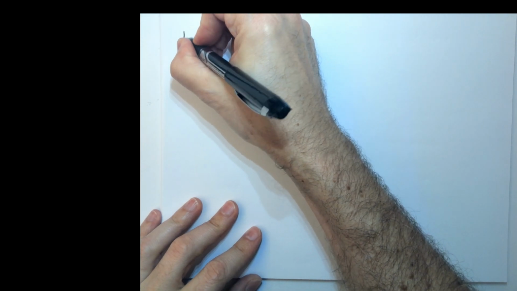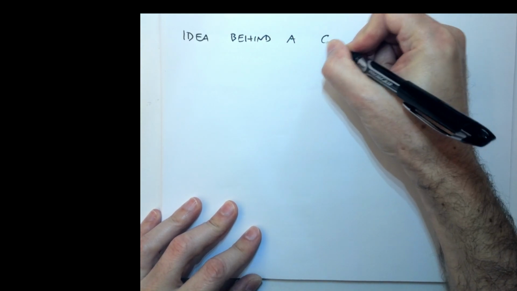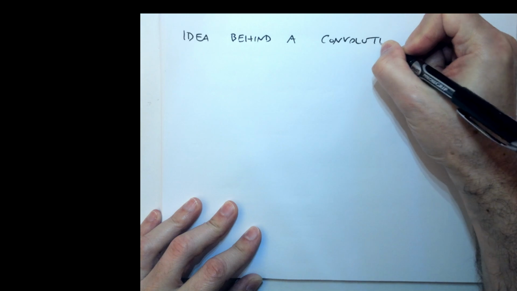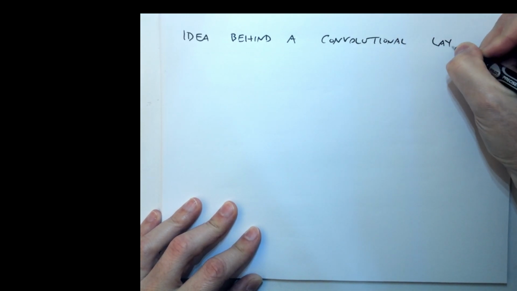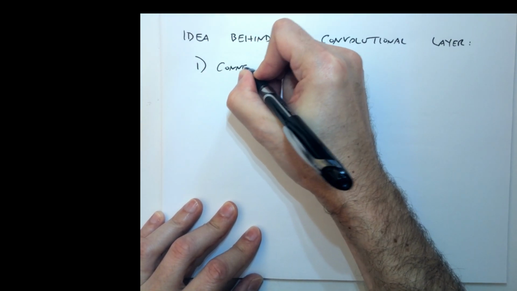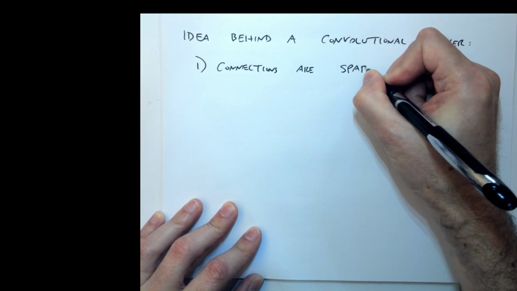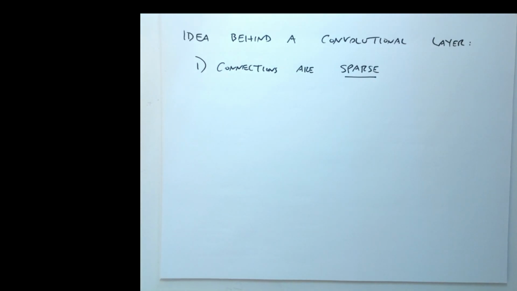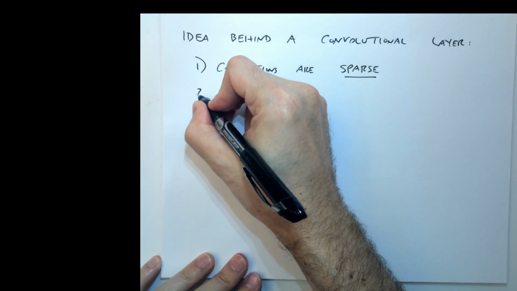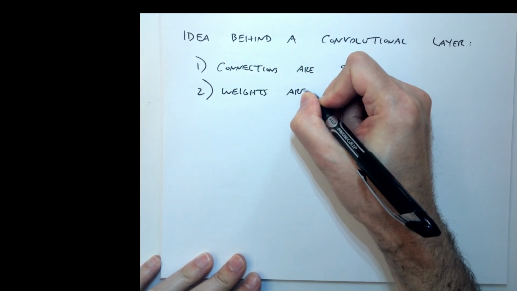So let me write that down. The idea behind a convolutional layer in a network is that, number 1, the connections are sparse, right? Only a neighborhood of local inputs is going to be what makes the difference for the output. And number 2 is that the weights are shared.